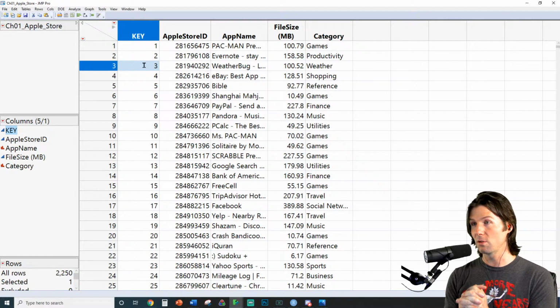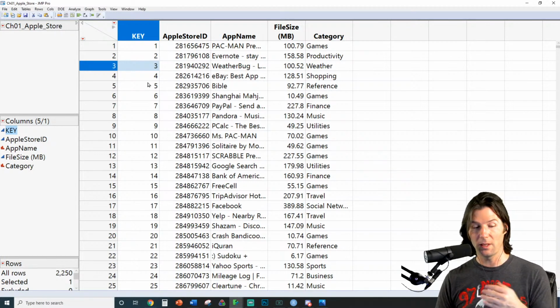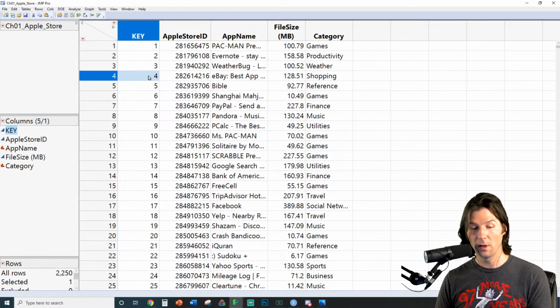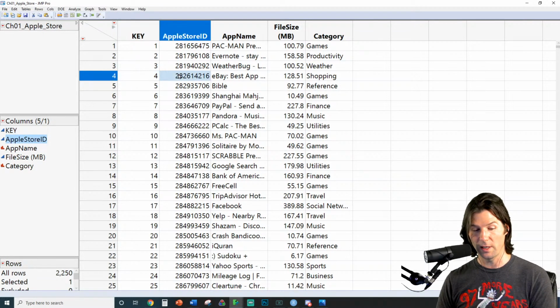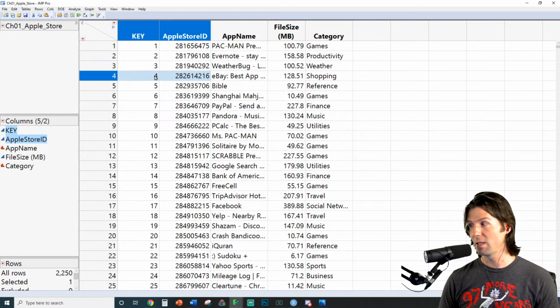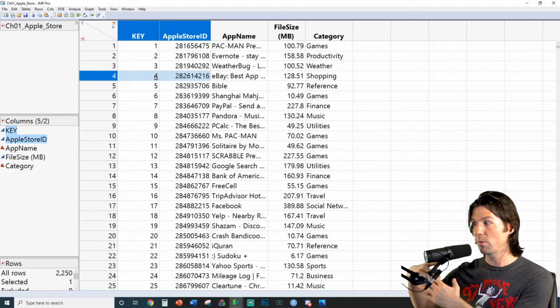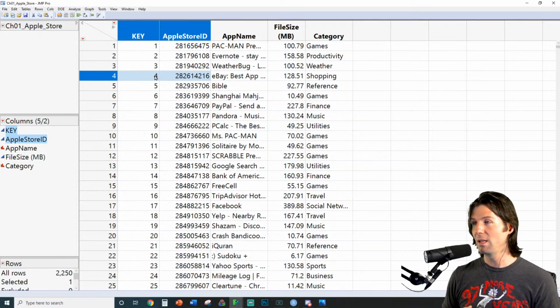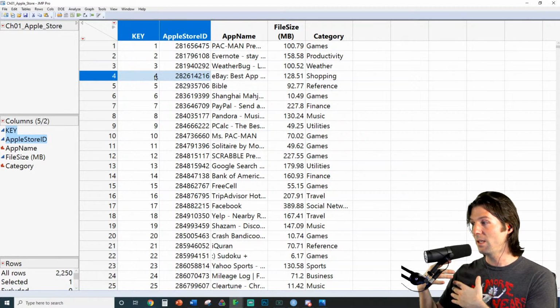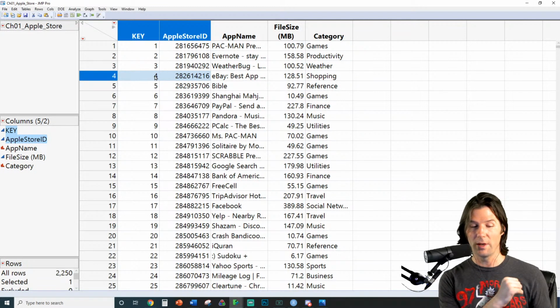And think about what identifiers do. They identify. So you can figure out which app we're talking about by the key. You could say app number 4, or you could say the Apple Store ID. Both of these would identify it because they will not repeat. That's what an identifier is. It is also a categorical variable, but we don't think of it as categorical. We think of it as an identifier because it identifies things and will not repeat.